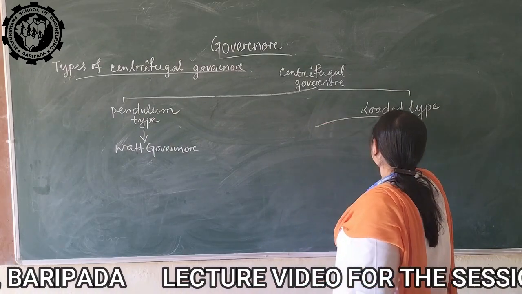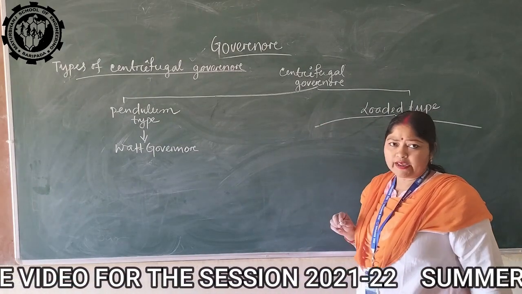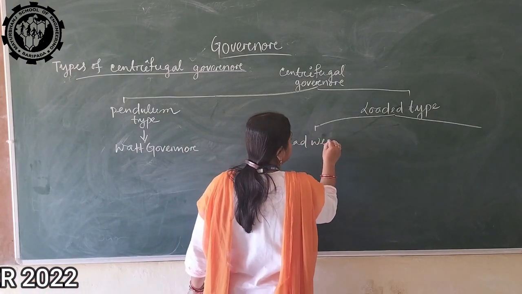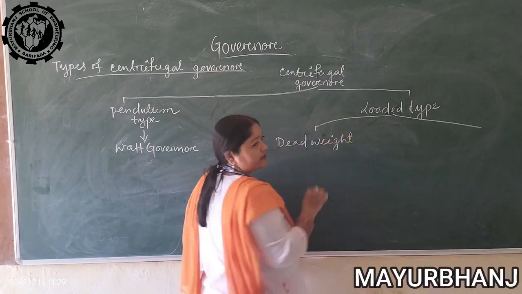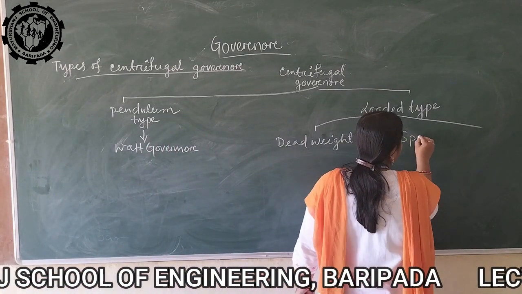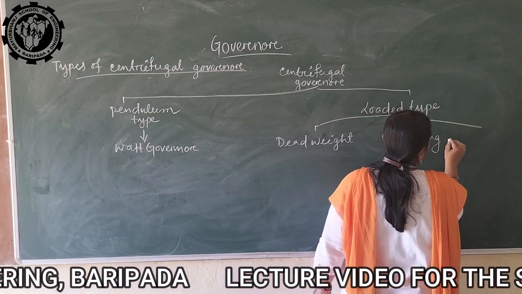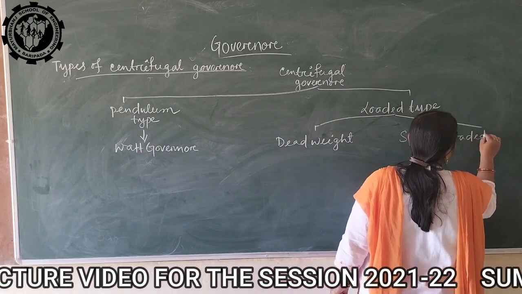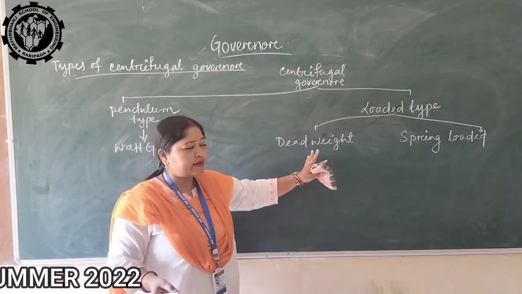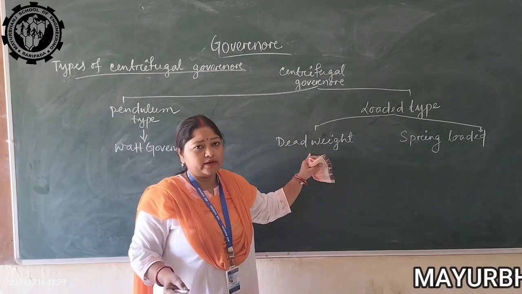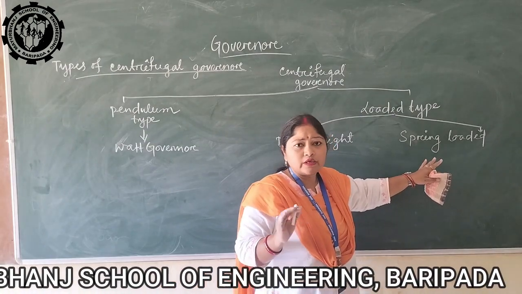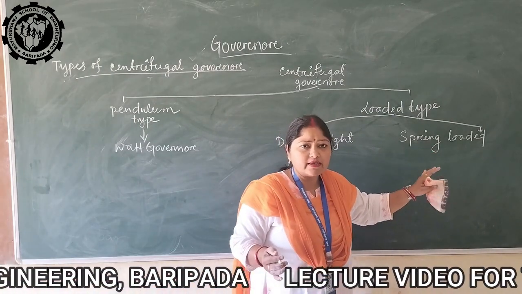Now, loaded type. Loaded type is again divided into two types. One is your deadweight type governor, and another one is your spring-loaded governor. In deadweight type governor, we use the dead weight in the governor, and in spring-loaded type governor, we use your deadweight as well as a spring.